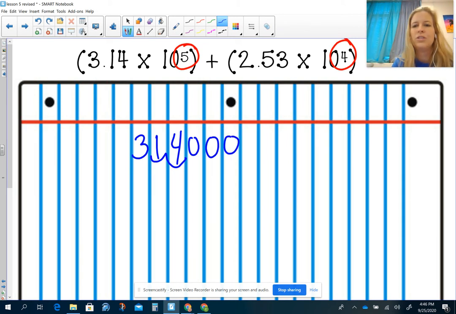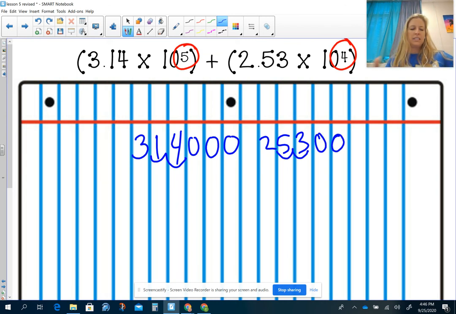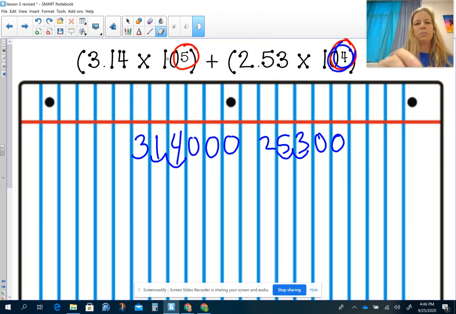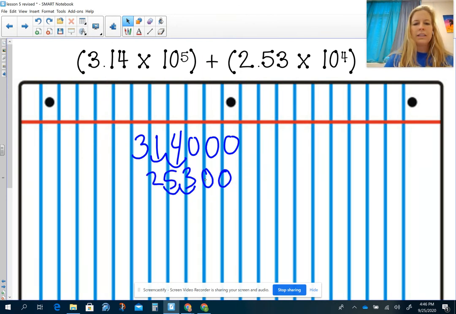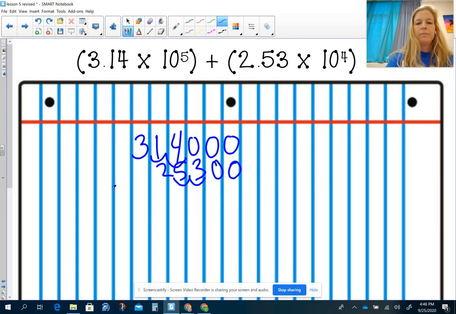Cool. Okay, so let's do this one. And I'm going to do him on the side. 2, 5, 3. And we're going to move our decimal. 1, 2, 3, 4. Why did I move my decimal 4 times? Good. Okay, because of that exponent. All right, so now what do I get to do? You line them up, and we're going to add.